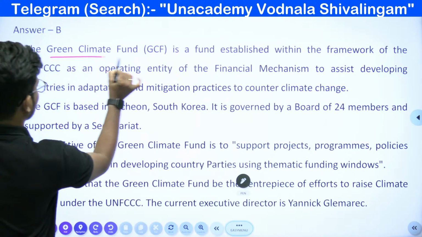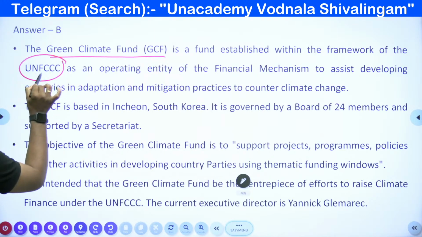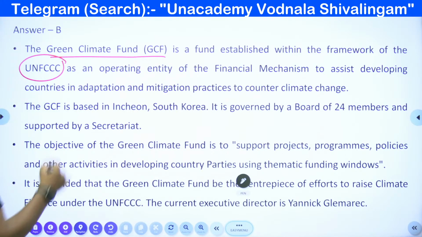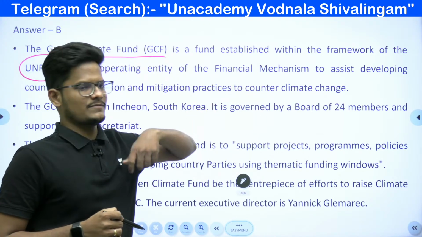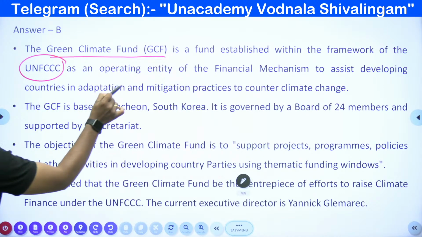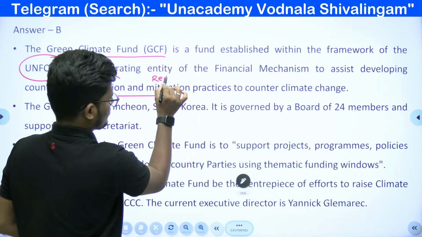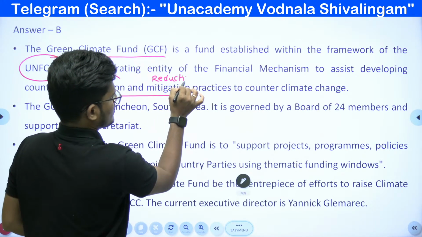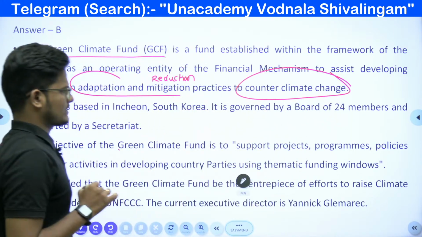Green Climate Fund is established within the framework of the United Nations Framework Convention on Climate Change. It's an operating entity of the financial mechanism, providing financial support to developing countries in adaptation and mitigation, meaning reduction of emissions, to counter climate change actions.